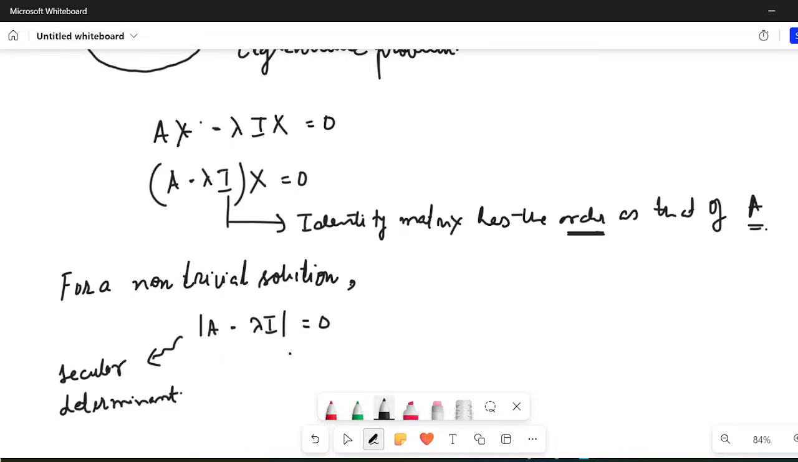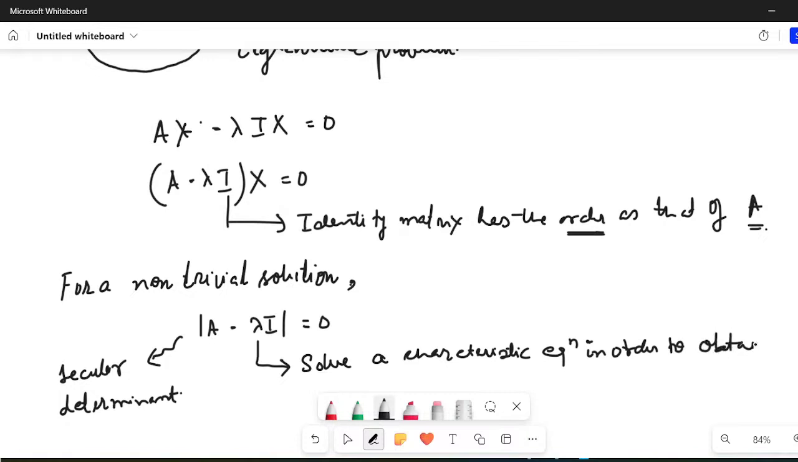And when you take this determinant equal to 0, what will happen? This is an n cross n matrix, and if you take a determinant, you'll get a polynomial of order n. So you have to solve a characteristic equation in order to obtain the eigenvalues. I hope it is clear.